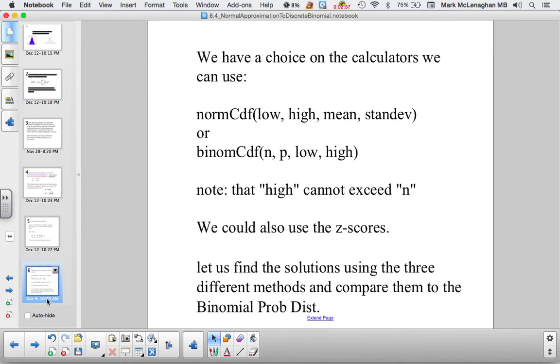But we have a choice. If we're using the graphing calculators, we can use our norm CDF, which we've used in the past. We can also use a binomial CDF, the binomial cumulative distribution function, as long as we know n, p, the low value, and the high value of an interval. Note that the high value cannot exceed n. That makes sense if you think about it for a second. We can also use the z-score, which we've been visiting for the last few days. So let's use these three methods and compare them to the binomial probability distribution to see which one is more accurate. It's always a good question to ask.